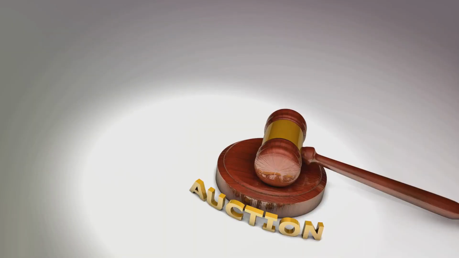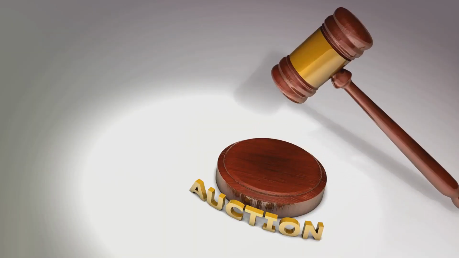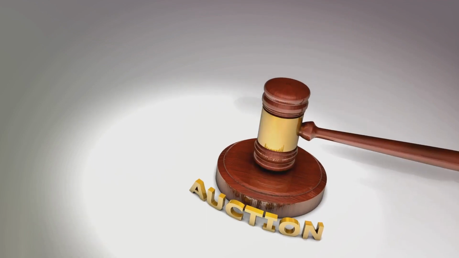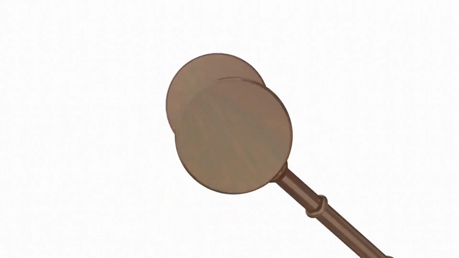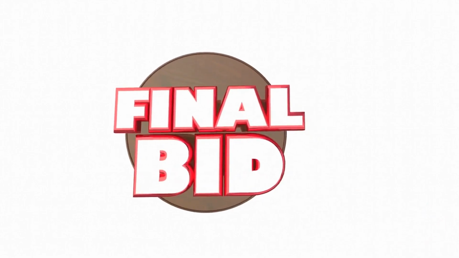Consider an auction. Bidders decide their maximum bid based on their valuation of the item and their expectation of what others might bid. Once all bids are in, no one can increase their payoff by changing their bid given the bids of others. That's a Nash equilibrium.